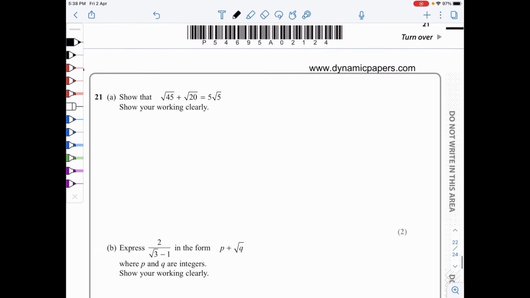In 21, we need to show that root 45 plus root 20 is 5 root 5. Now we know that 45 is 9 times 5, so I will split this into root 9, root 5, and 20 is root 4, root 5. I'm picking out square numbers here because this will give me 3 root 5 plus 2 root 5, which is exactly the 5 root 5 I was asked to show. So 5 root 5 as required.